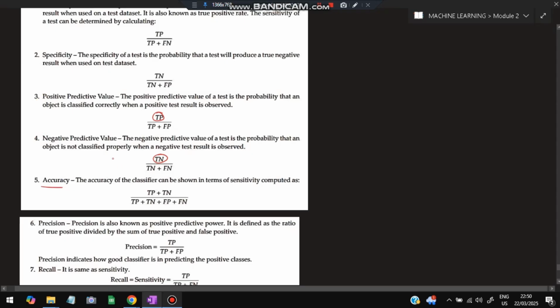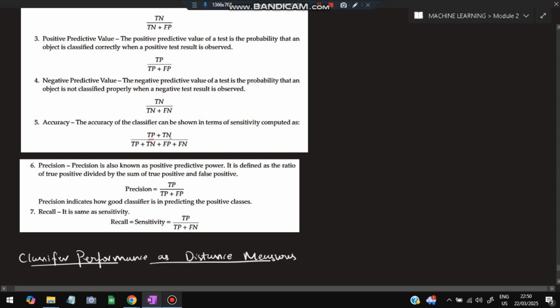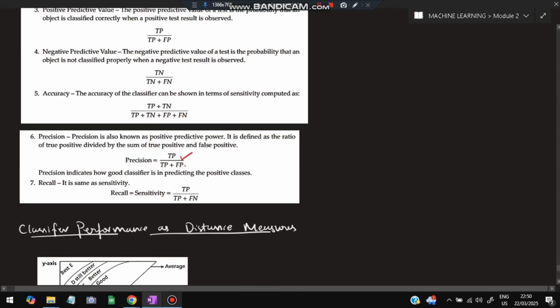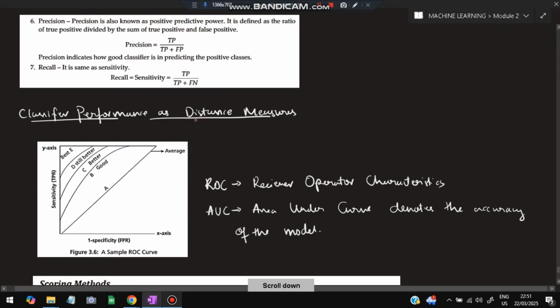Okay, and then accuracy. Accuracy is true positive plus true negative divided by all the instances. Whichever were correct, that will be the accuracy. Precision is TP by TP plus FP. And recall is the same as sensitivity, which is TP by TP plus FN. So these are the metrics we'll be using for calculating the performance of the model.